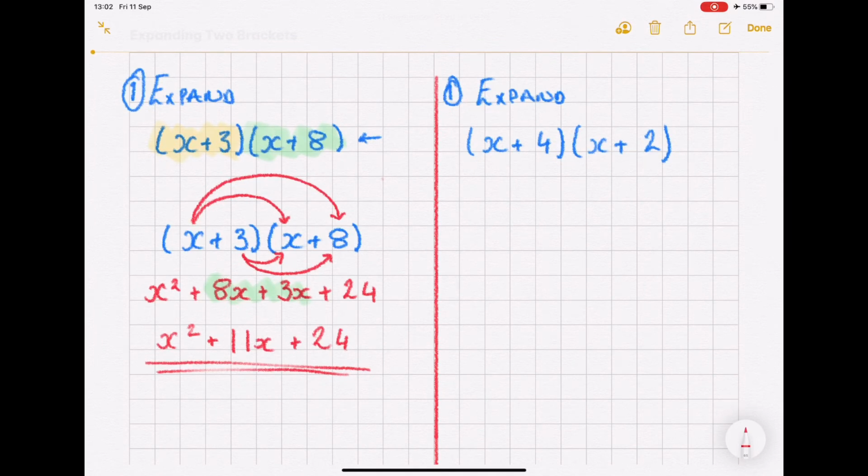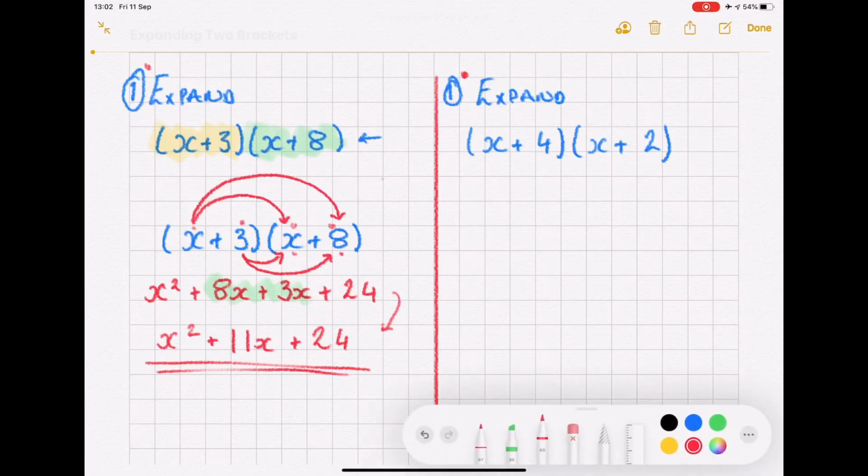So to expand a bracket, we just need to take this first term and times it by both the things in the second bracket, and this second term and multiply it by both the terms in the second bracket, and then simplify it. Okay? So pause the video here, have a go at this right-hand example, and copy out the workings for this left-hand example, and then play the video once you're done, and I'll go through the answers with you.